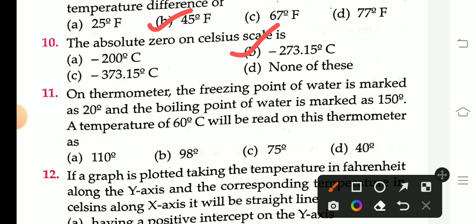273.15 degrees Celsius. On the thermometer, the freezing point of water is marked as 20 degree and the boiling point of water is marked as 150 degree. A temperature of 60 degrees Celsius will be read on this thermometer as? Right answer option B, 98 degree.